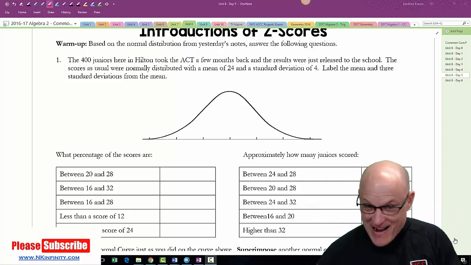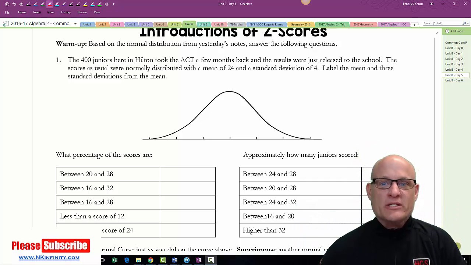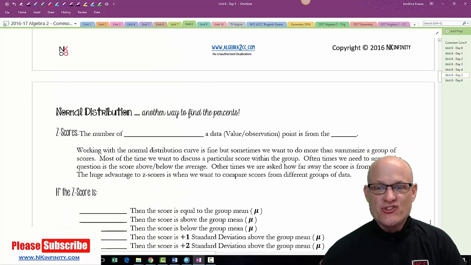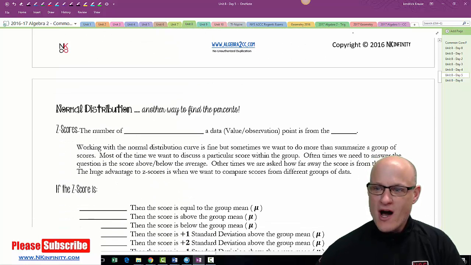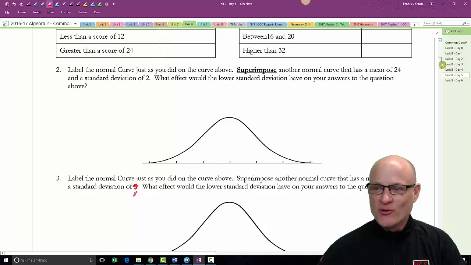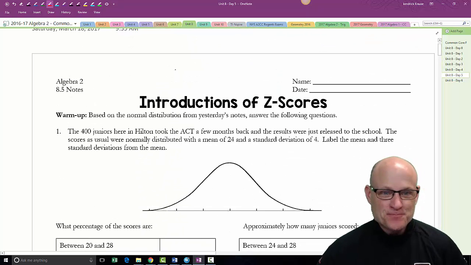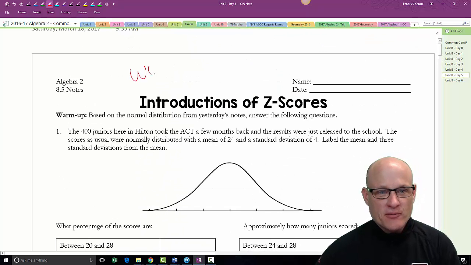Stretching, kids, so I'm wide awake for when we talk about Z-scores. What?